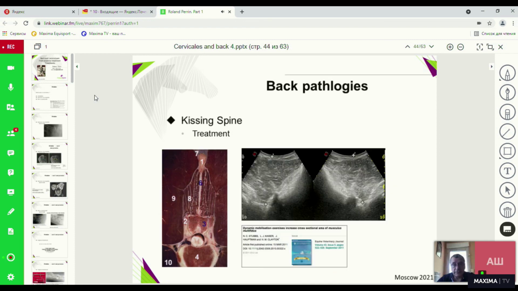And after you can control with the ultrasonography if you have an increase of the thickness of the multifidus. Multifidus is 8, okay? После этого можно проводить визуальный контроль размера многораздельной мышцы, сечения многораздельной мышцы. Она на препарате обозначена цифрой 8.